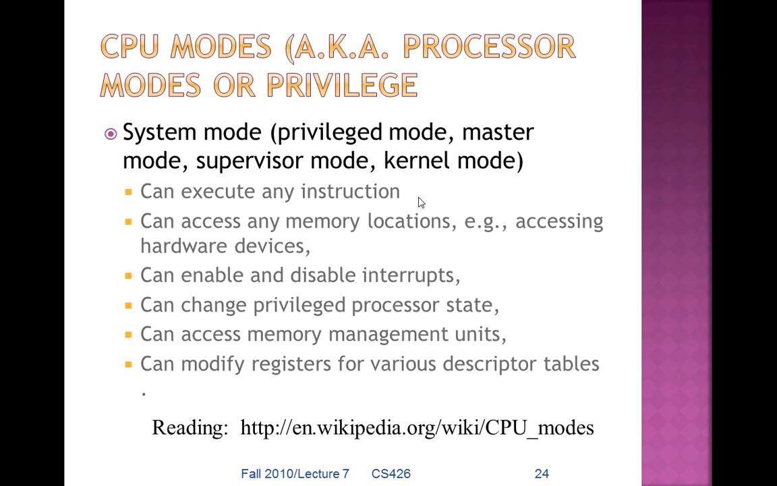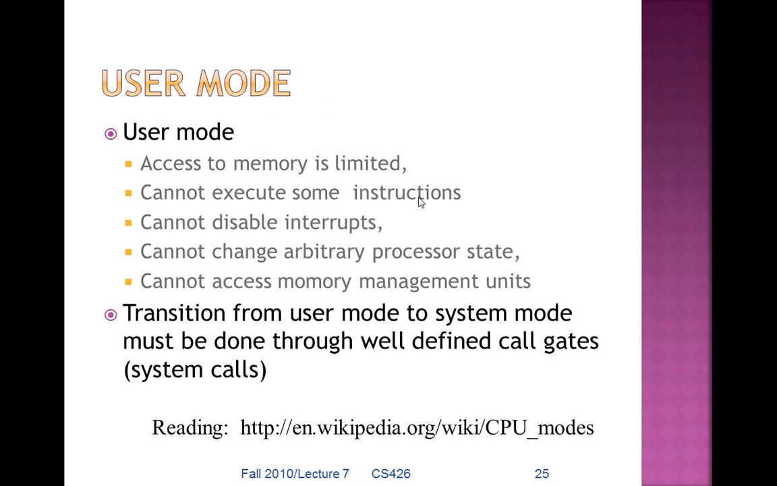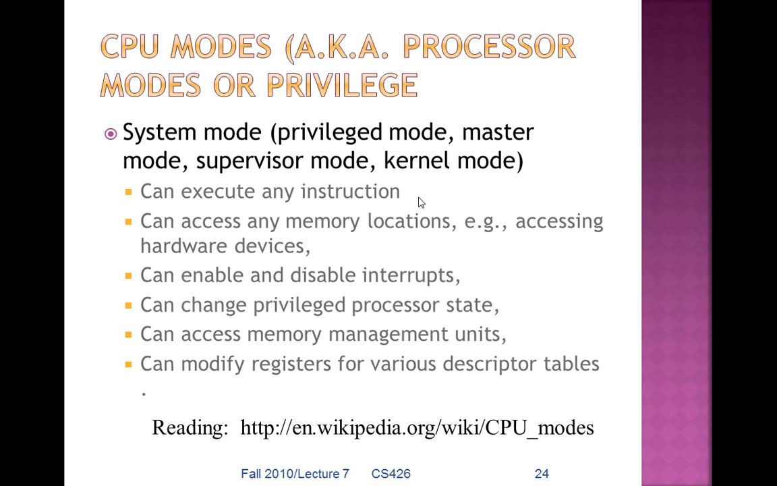CPU modes, also known as the processor mode or the privileges. There are 2 types of modes, that is system mode and the user mode. System mode has full authority, full privilege, so it can execute any instruction, access any memory location, and can enable and disable interrupts. This is also known as privilege mode, master mode, supervisor mode, kernel mode.